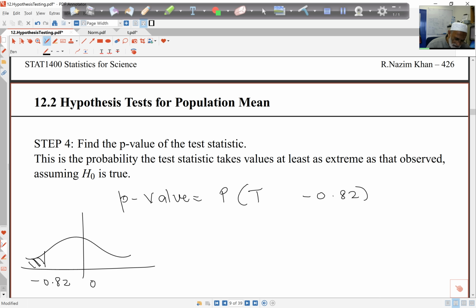And also, if you look at my statement for H1, H1 said mu is less than 3.25. So that less than also occurs here. These have to be consistent. They will be the same. That's my p-value.